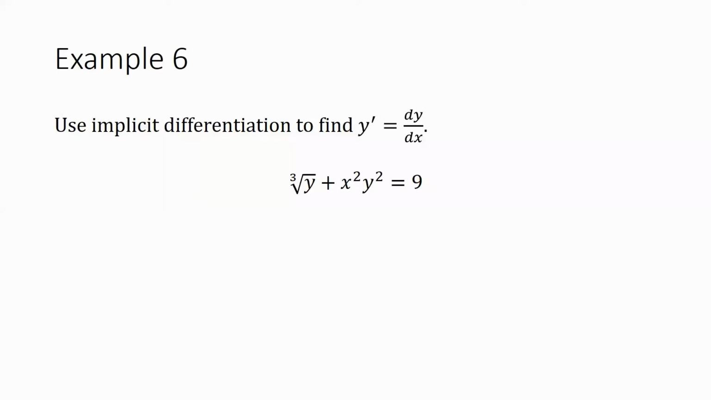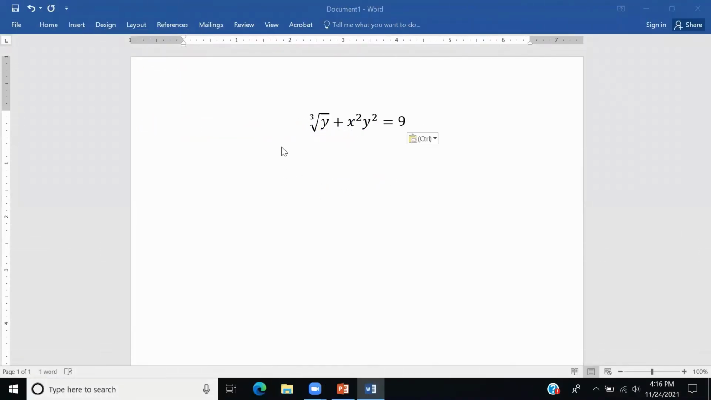Let's do a couple other examples that illustrate the concept of implicit differentiation. We see an equation here, the third root of y plus x squared times y squared equals 9. That is an equation involving x and y. We can use implicit differentiation to find the y prime. Let's go ahead and do that.